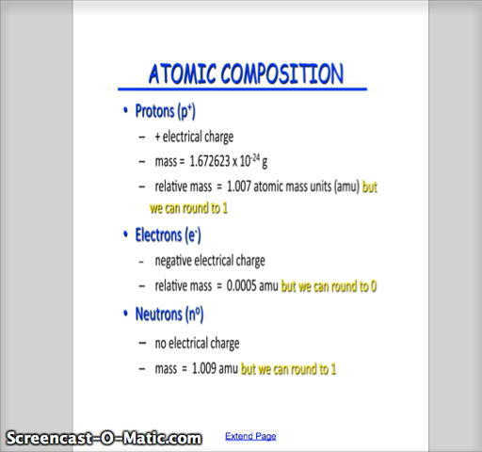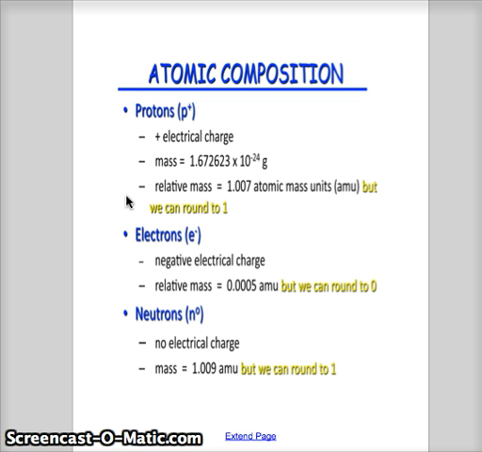All right, first one, protons. Protons have a positive charge, hence the P with a plus sign, and here plus electrical charge, meaning positive electrical charge. The mass in the SI units is 1.672623 times 10 to the negative 24th grams. I do not expect you guys to know that. That's just to show you that it's really, really small.